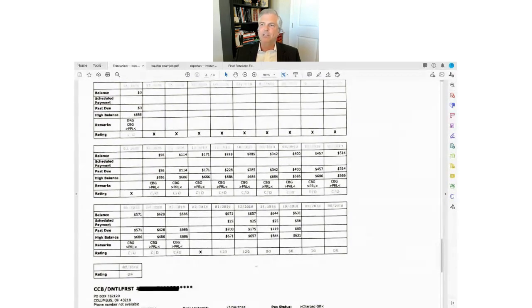So with a charge off, Marie asked the question, what should a charge off look like? A charge off can be every month that it's a charge off status. There should be no scheduled payment, because with the charge off, really the whole thing is due now. And so you'll notice they no longer have a scheduled payment. So we have past due 686, high balance 686. This is a charge off.